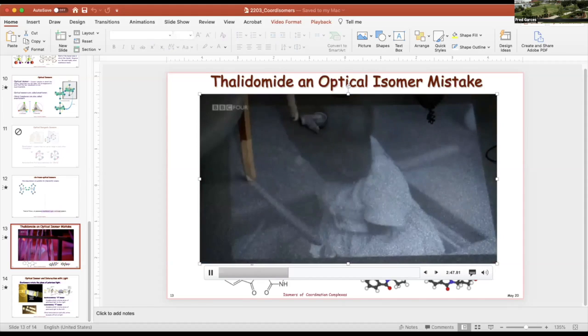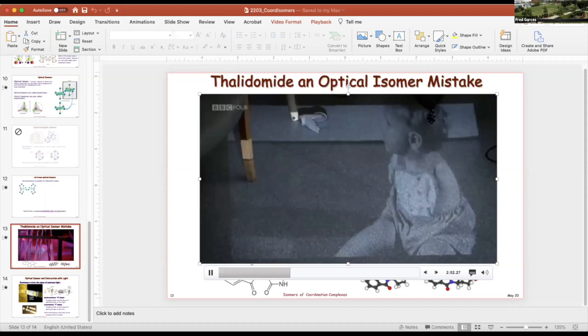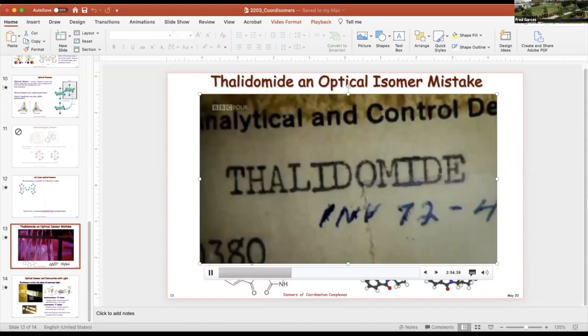It has been estimated that around 10,000 babies were severely disabled by thalidomide, half of whom failed to live to adulthood.